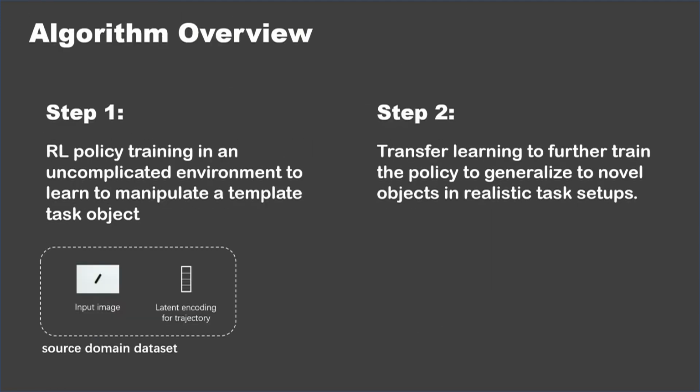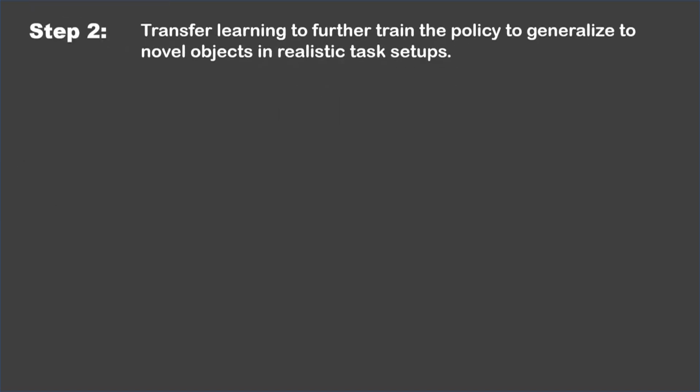Let's quickly check what we have so far. We trained the policy in the simplest setup. We saved the motor trajectory layer and prepared our source domain dataset consisting of input images and their latent encodings. Remember that using the motor trajectory layer, we can convert the latent encodings to a trajectory that solves the task. Now let's move to step 2.